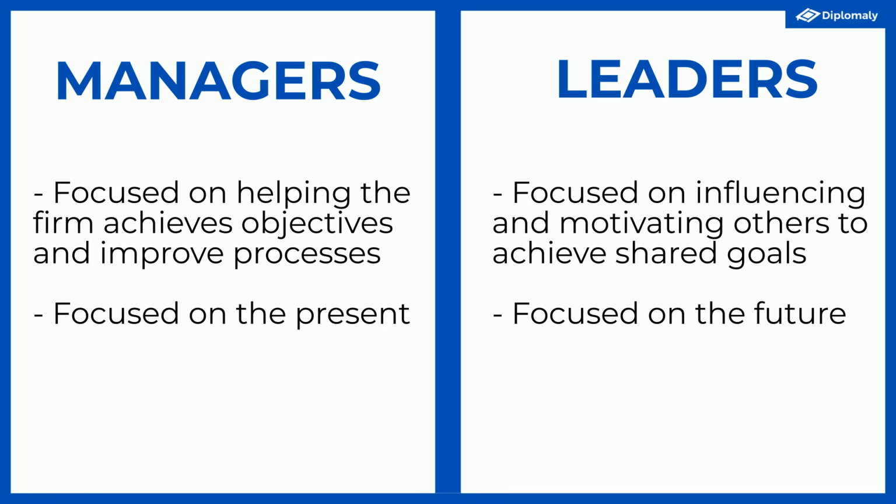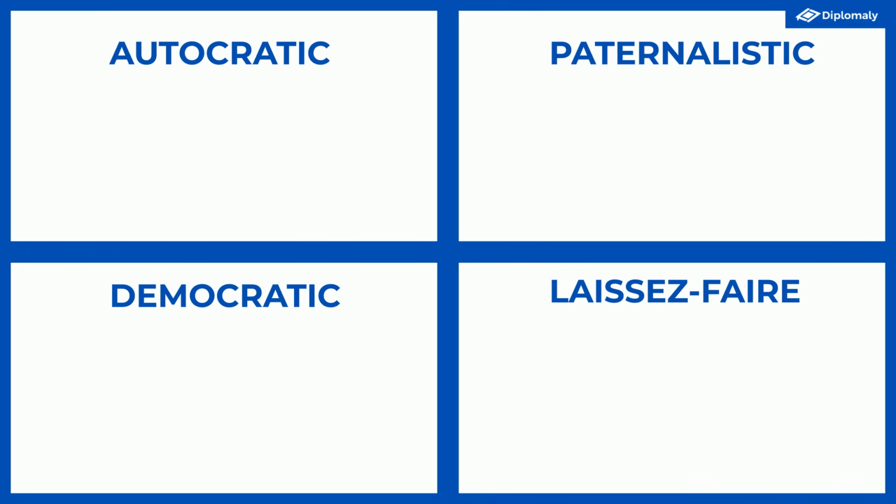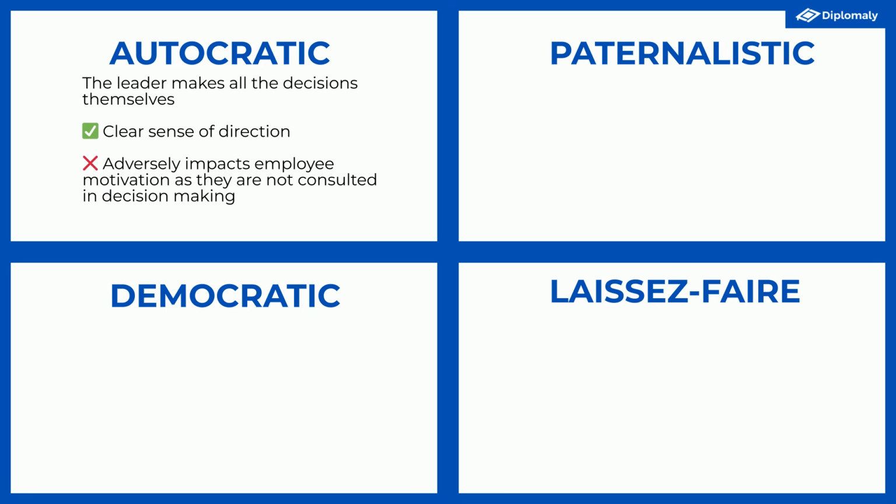Each leader has their own way of leading employees, which can be grouped into one of 5 leadership styles. The first is autocratic leadership, where the leader makes all of the decisions themselves. This is effective in crisis situations and can give employees a clear sense of direction, but generally adversely impacts employee motivation as they're not consulted in decision making.